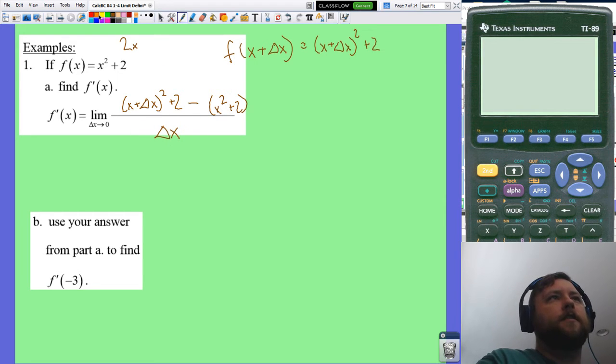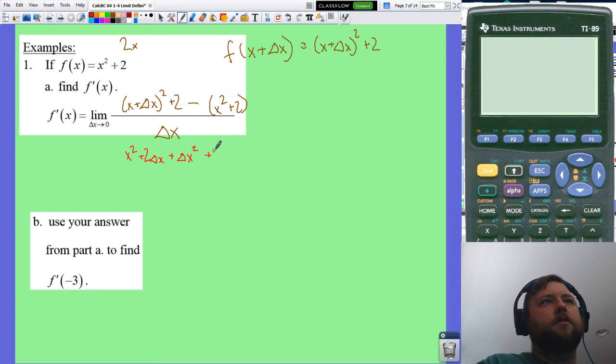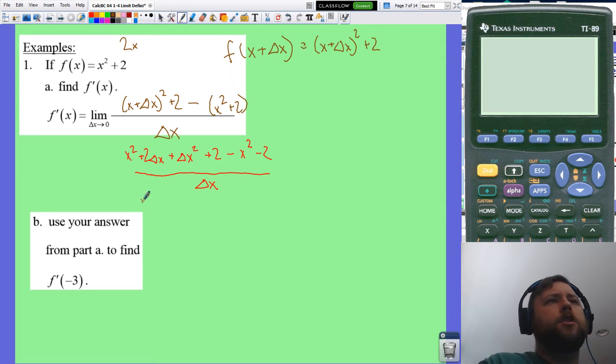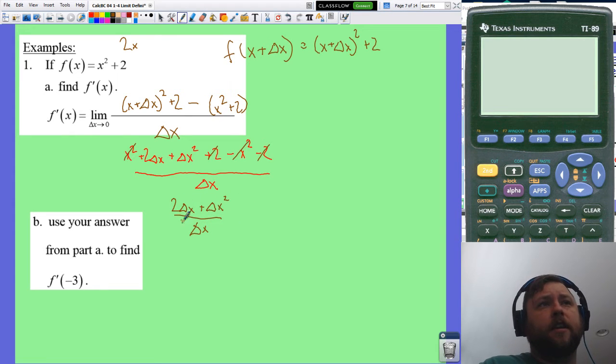All right, so let's simplify things. First thing, I'm going to expand this binomial. It's a perfect square, and that actually expands to x squared plus 2x delta x plus delta x squared. And then plus 2, minus, distributing this minus sign, x squared and a minus 2, all over delta x. Combining like terms in the top, the x squared and x squared cancel, and the 2 and 2 cancel. So I have 2x delta x plus delta x squared over delta x. If on the top you factor out a delta x, I'm going to get delta x times 2x plus delta x, over delta x.